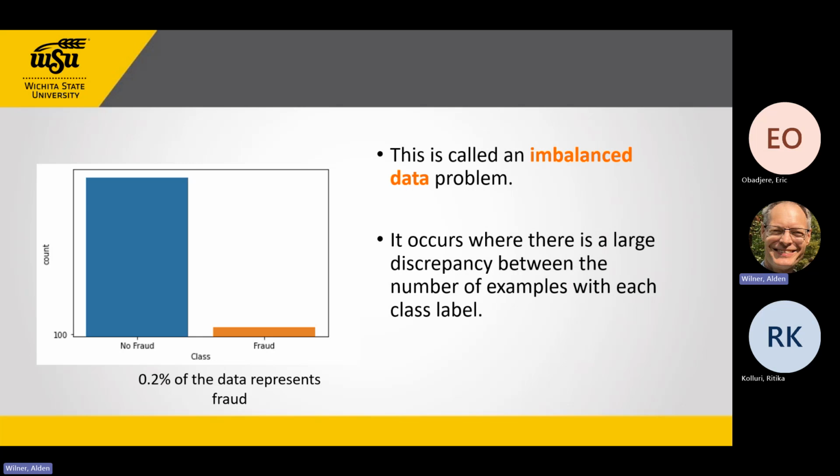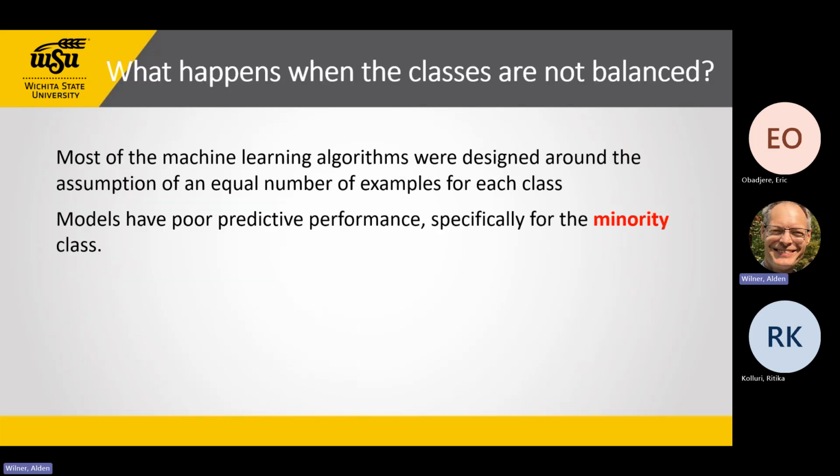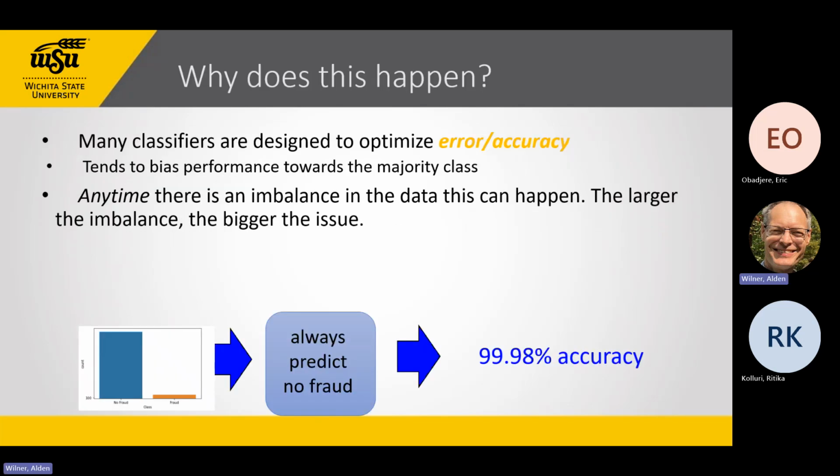It's an imbalanced data problem because 99.8% of our samples are non-fraudulent. So if we just measure the accuracy, there's a large discrepancy. Most machine learning algorithms we've talked about so far were designed around the assumption of an approximately equal number of examples for each class. And so a lot of models have very poor predictive performance on minority classes. So why does this happen? Well, basically, they're all designed to look at accuracy, right? Try to minimize the errors. So looking for true positive plus true negative over the total set. They're trying to get that percentage as high as possible.